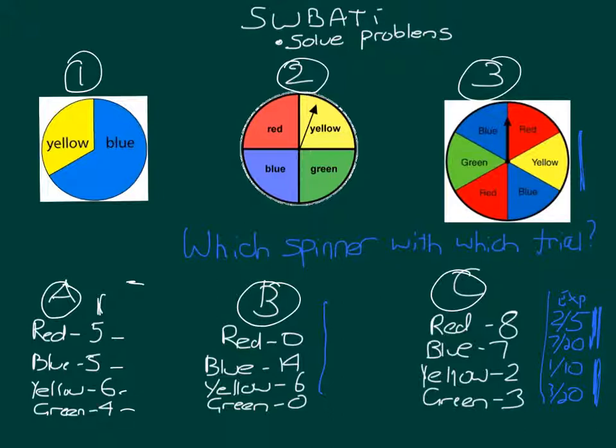2 over 5 is close to a third. 7 over 20 is very close to a third. So that's why I conclude that 3 is trial C. So trial C used spinner 3.